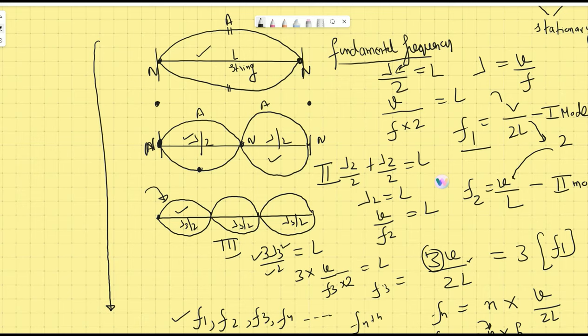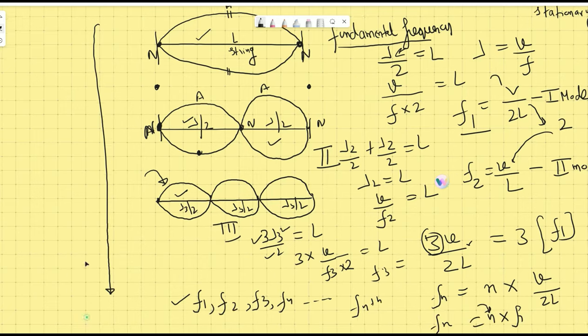Again, I'm repeating, we have not done the sonometer experiment as yet. Where are we focusing? We are focusing first to learn what is a standing wave, what is resonant frequency, what is the relationship between a traveling wave and the standing wave. So finally, we are moving towards our destination of the sonometer experiment.